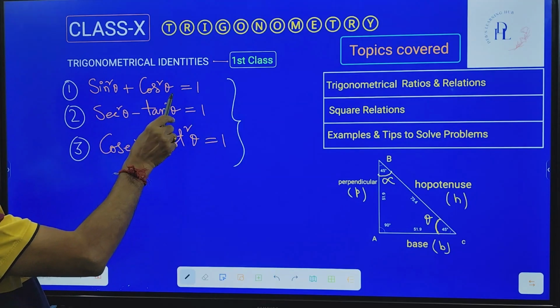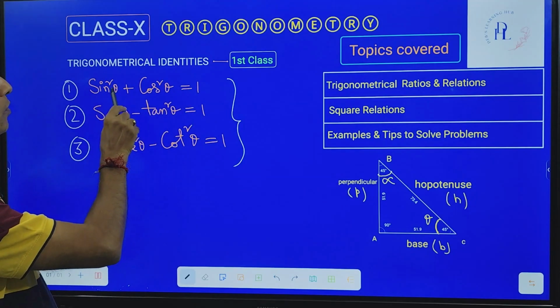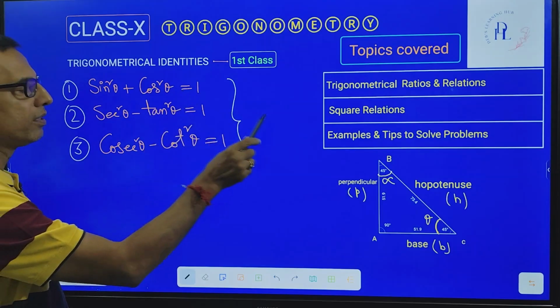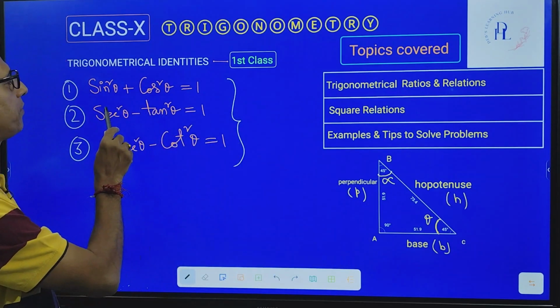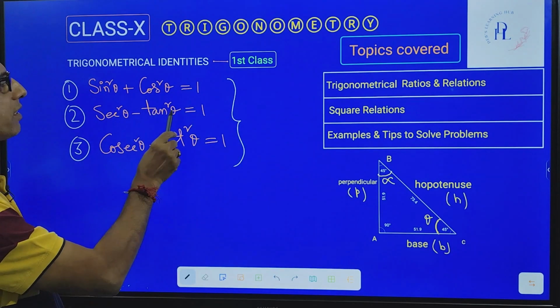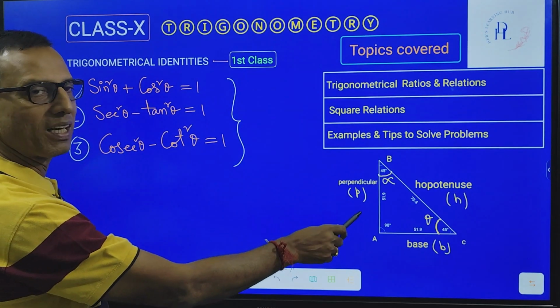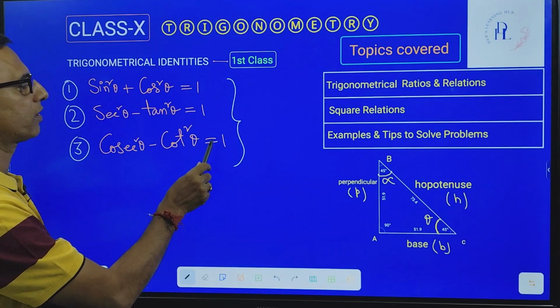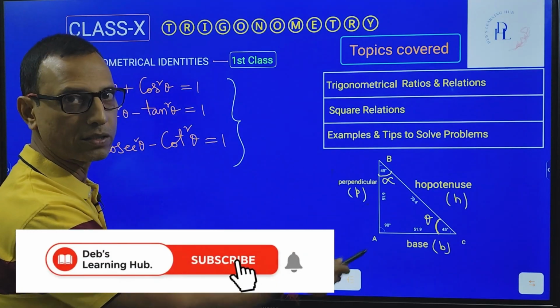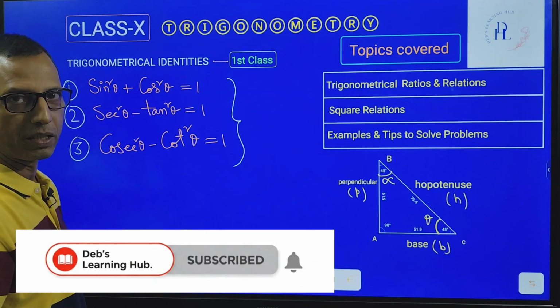I have already shown you why sin² plus cos² equals 1, just by evaluating from this triangle. Same thing I have done also for sec² minus tan² equals 1. What you can do on your own is do it similarly for cosec² minus cot² equals 1, and see how it comes.